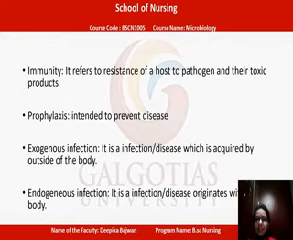Next we have exogenous infection. We already learned that infection means multiplication of bacteria which causes signs and symptoms in the body. But if that infection has occurred from outside of your body, that is known as exogenous. And endogenous infection is when the infection originates inside your body. It is not coming from outside of the body, it is coming from your body only. So that is known as endogenous infection.